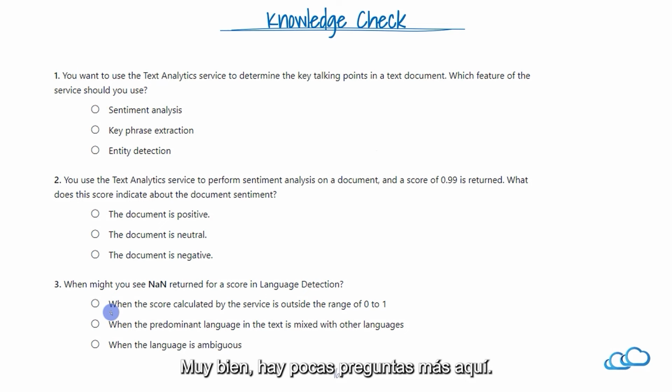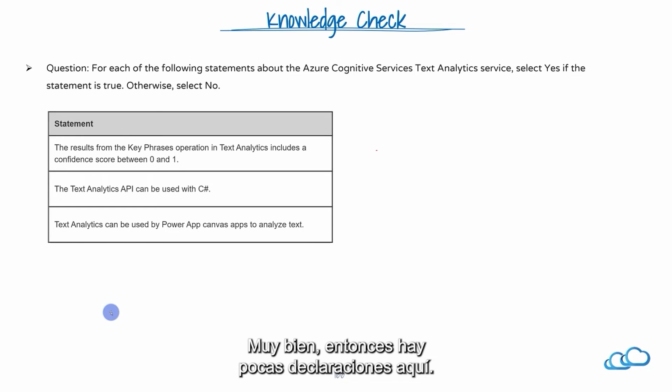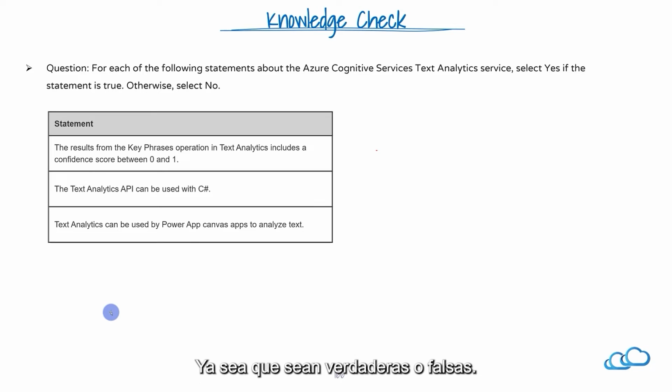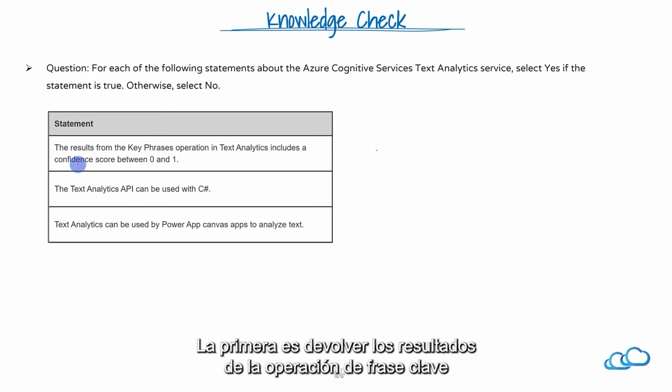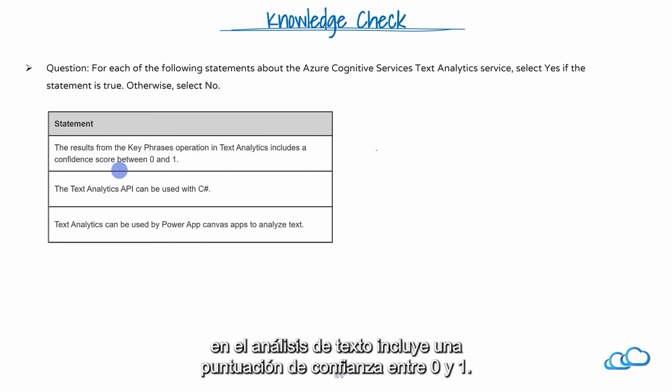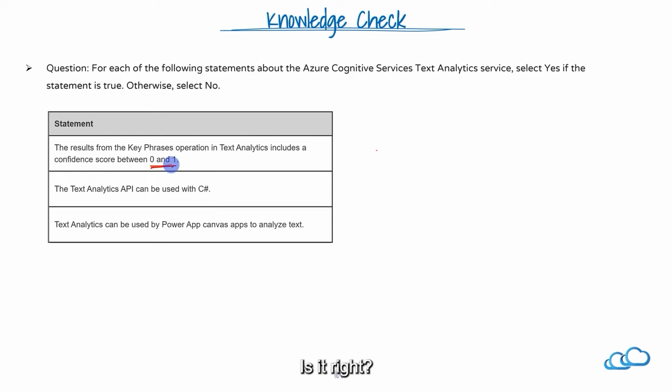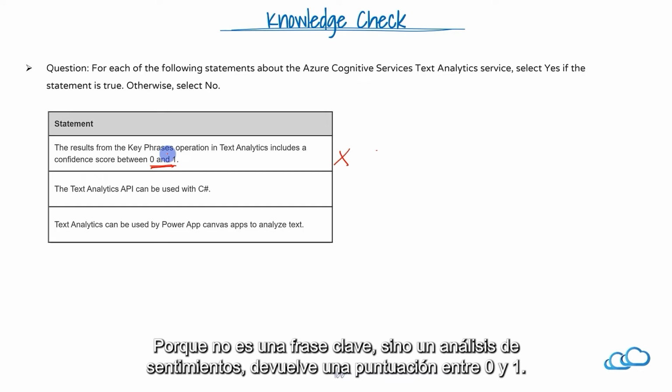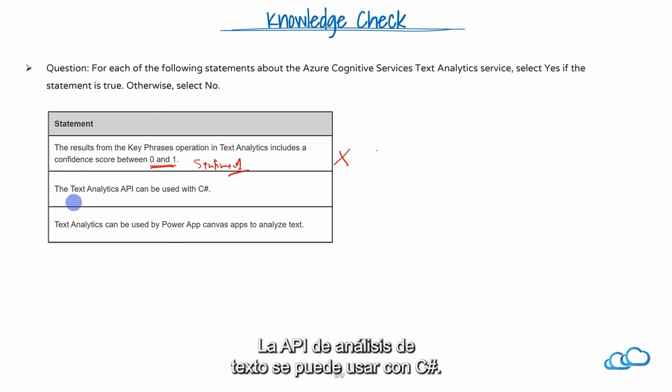All right, a few more questions here. There are a few statements here, and we need to identify whether they are true or false. The first one is, the results from the key phrase operation in the text analytics include a confidence score between 0 and 1. Is it right? No, this is false, because not key phrase, but sentiment analysis returns a score between 0 and 1.